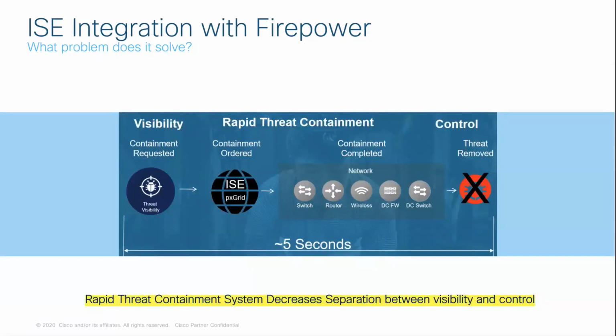A couple more words about Cisco threat containment. With this rapid threat containment solution, where NG Firewall integrates with Cisco ISE, we can bring down threat containment time to a few seconds, not days or even hours. So the time in order to find the threat and contain it.